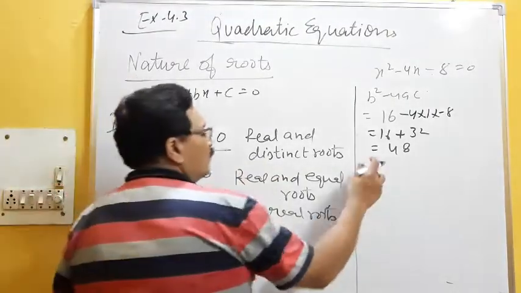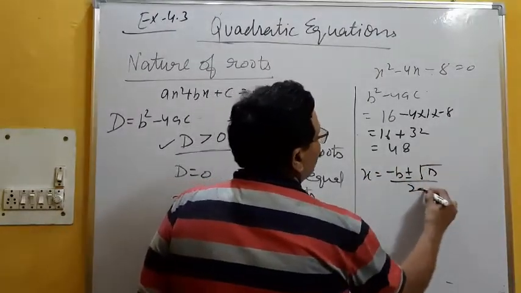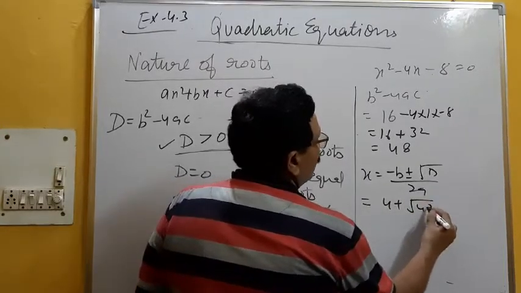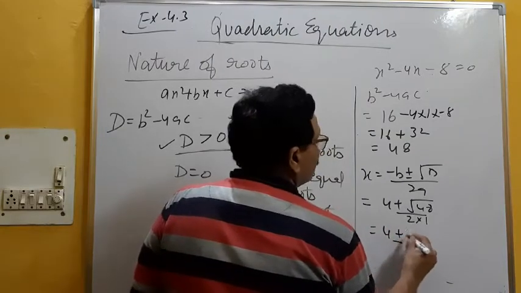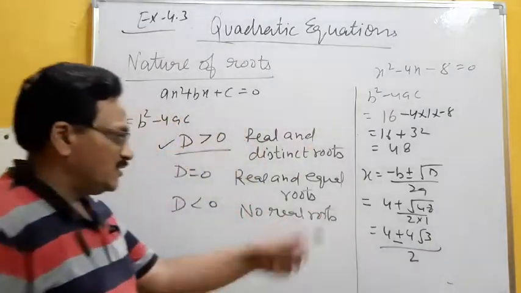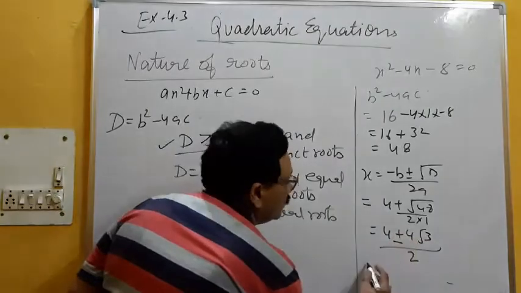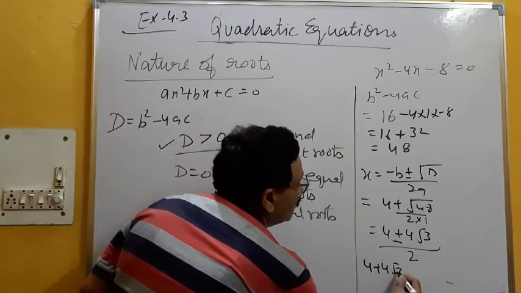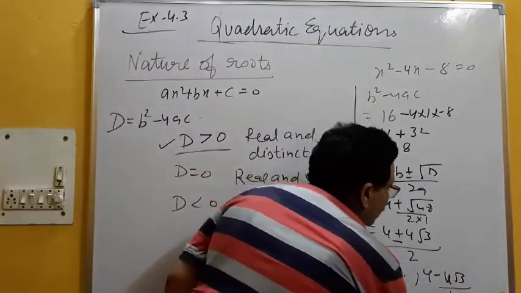If I find the solution using x equals minus b plus minus under root d upon 2a, what will I get? Minus b, this, plus minus under root 48 upon 2 into 1, so 4 plus 4 root 3 upon 2. 4 sixteens are 64, no, 16 times 3 is 48. Right? Now you see the two answers are there. First you can cancel this 2 with 2. You take 4 plus 4 root 3 divided by 2 and 4 minus 4 root 3 divided by 2.